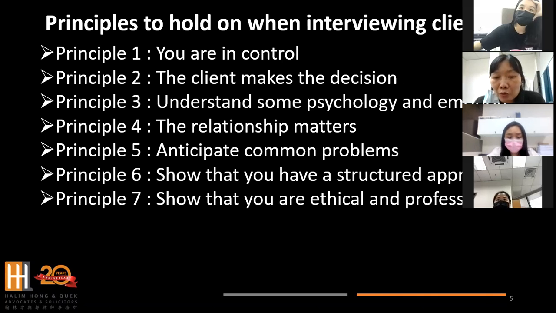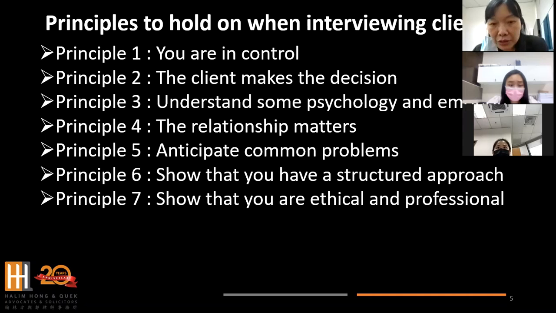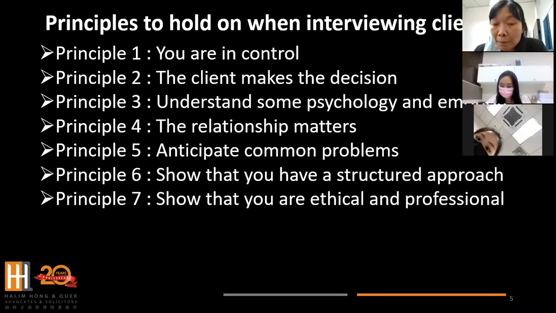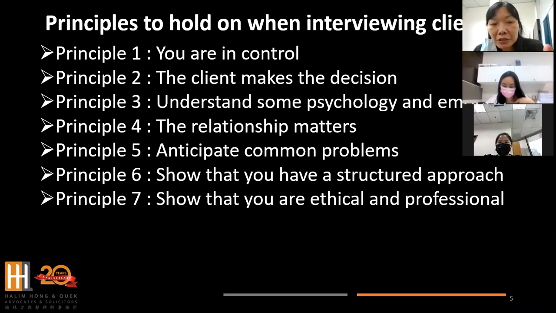So anticipate common problems. You go there not just to take down facts, but you will anticipate the common problems and possible questions that the client will ask. So be prepared. You're not just there to take notes. This will be discussed later. Right now, just the principles first, which show that you have a structured approach to how you will advise on going about the case. That's where you can strategize.